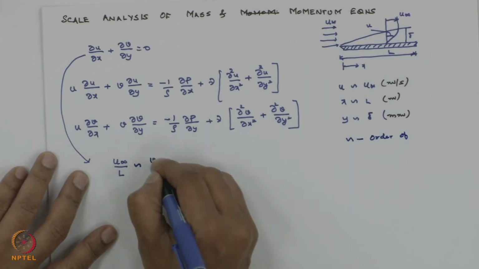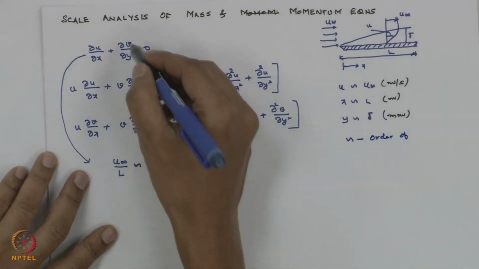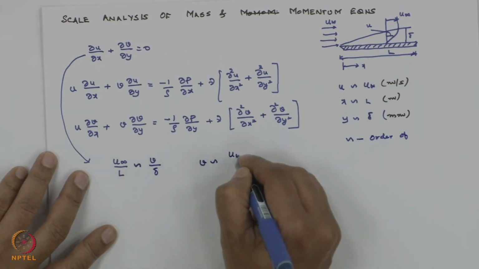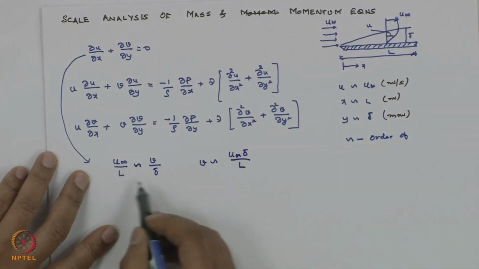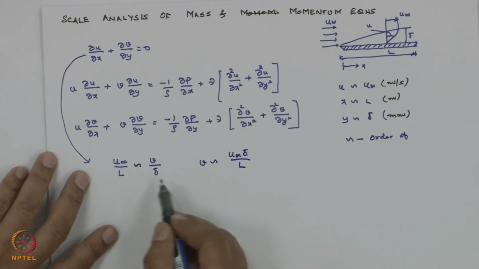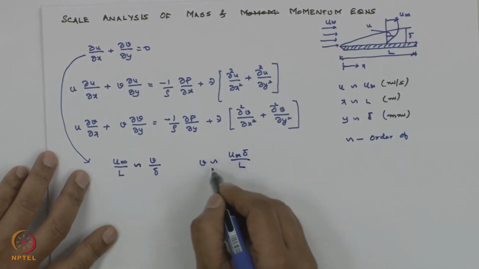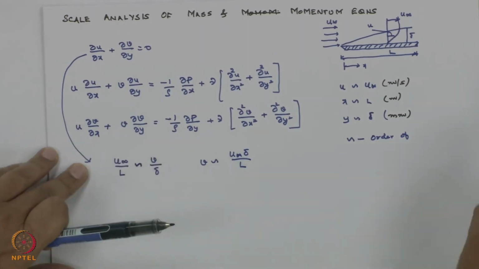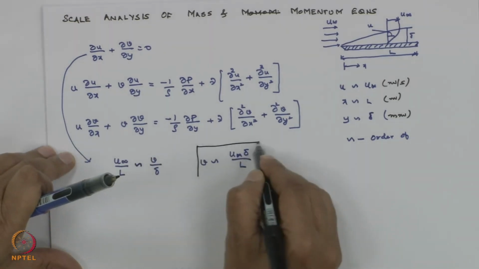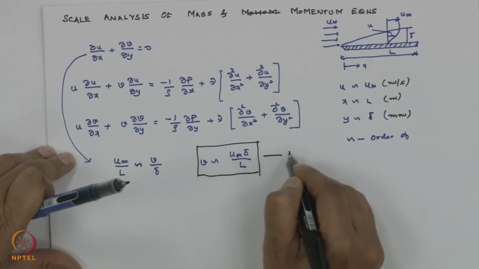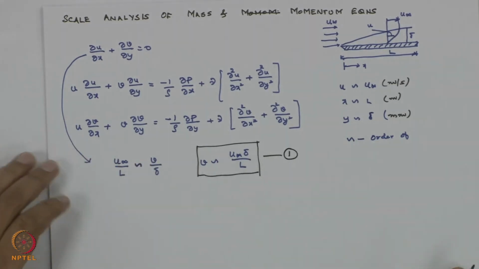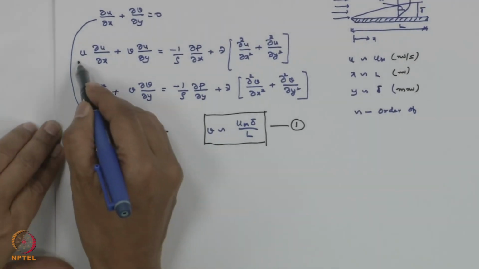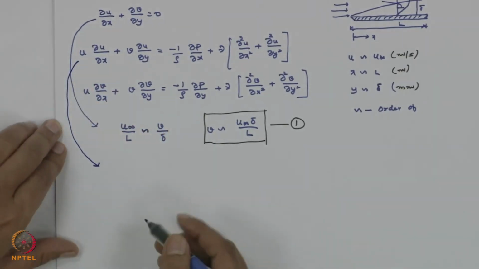So, v upon delta, since y is delta, means v is of the order of u infinity delta by L. Notice that I have not written equal to, I have written order of. If I have to write equal to, some constant has to come here. I do not know that constant, I just know the order of. Let me call this equation 1.